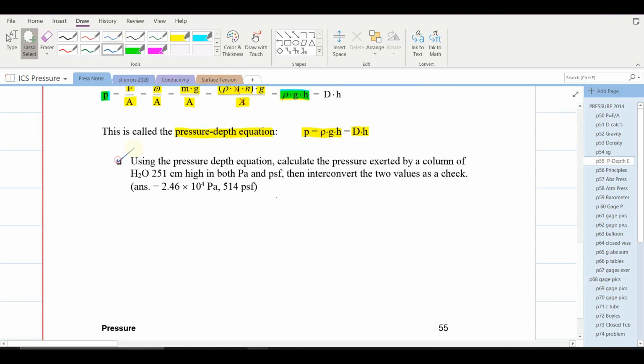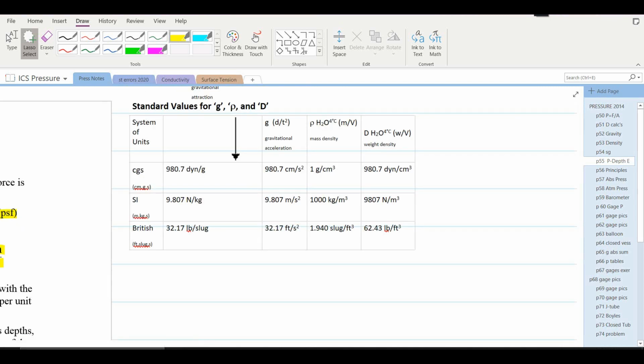Let's do this problem. Using the pressure depth equation, calculate the pressure exerted by a column of water 251 centimeters high. I'm going to calculate it in all the units we can. On a test, I'll give you this table of constant values. That would be the gravitational constant in units of weight per unit mass, and in terms of acceleration due to gravity, and the density of water in its various units.